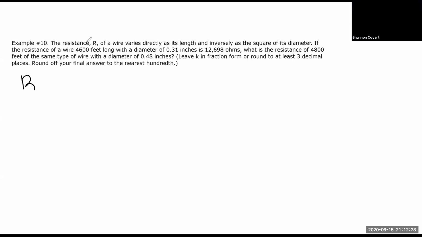R, which is the resistance of a wire, varies directly as its length, so K times L, and inversely as the square of its diameter, over D squared. My formula is R equals KL over D squared. The resistance of a wire varies directly as its length and inversely as the square of its diameter.